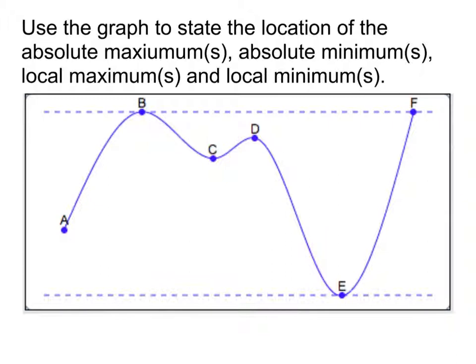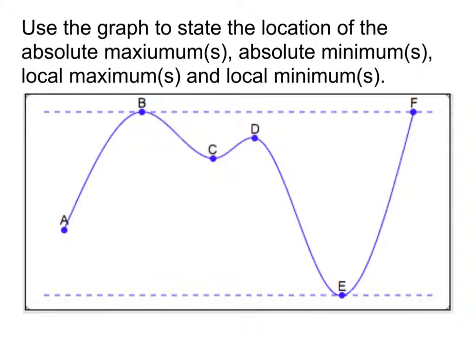What is the absolute maximum for this graph? At what letters does that occur? Yeah, B and F. Because you'll notice both of those are as high as it goes. Now notice we are allowed to have two absolute maximums like that. All right, what about absolute minimums? E. Yep, that's at E, because the lowest it ever reaches is E.